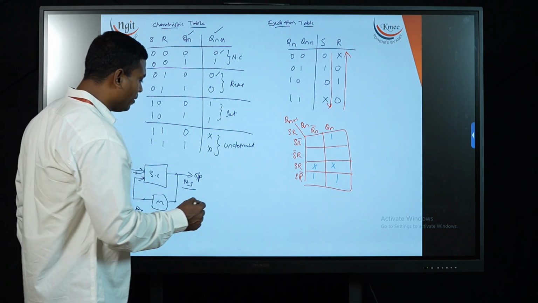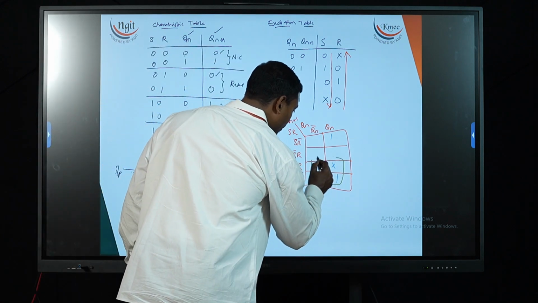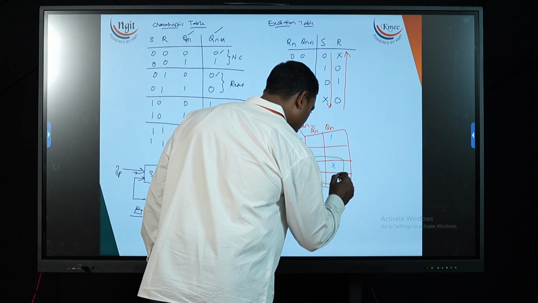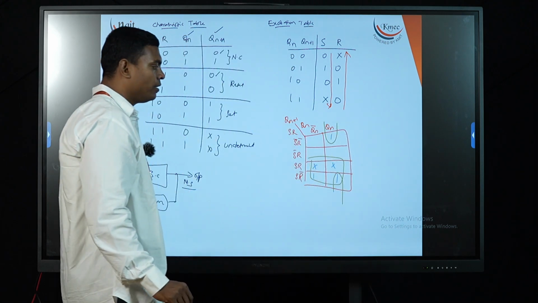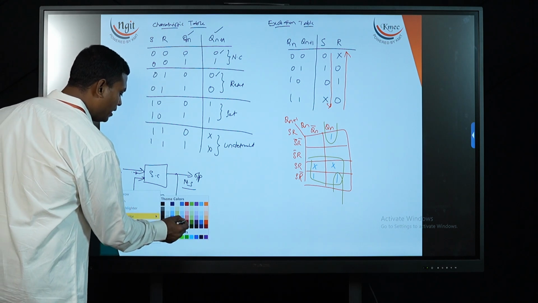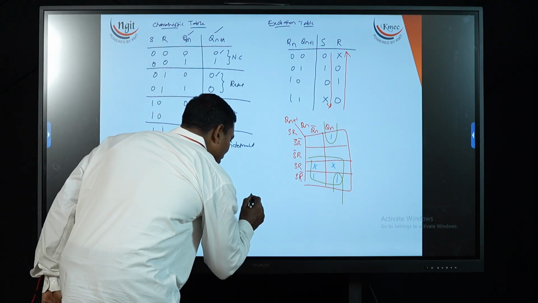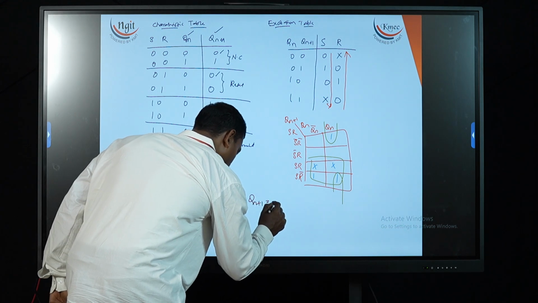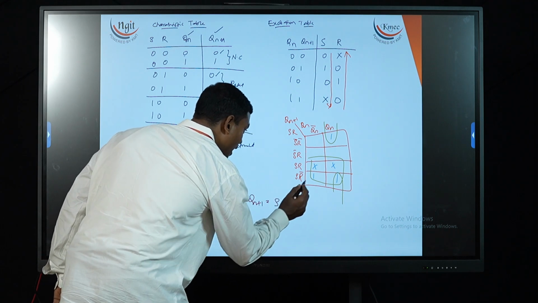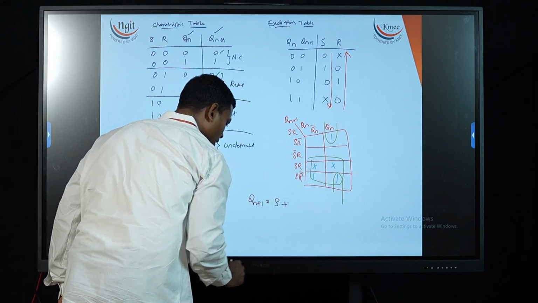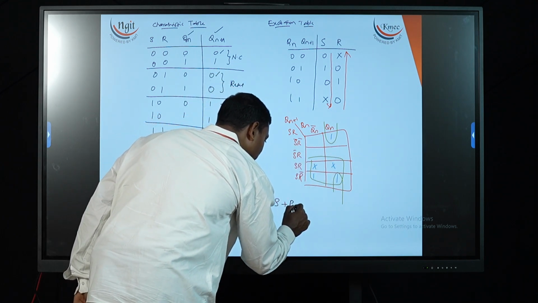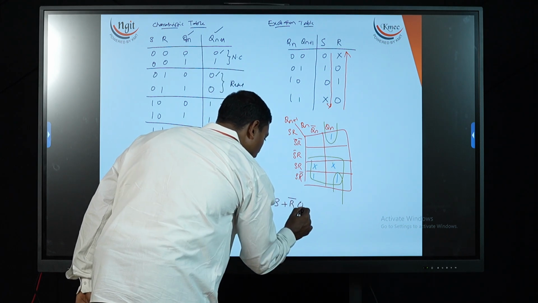Let's group them. Now this can be a group as a quad, and these two ones can be a group here. Now let's write the expression for my next state, that is Qn plus 1 is equal to, for this particular quad, left side the value common is S and the top is changing, so nothing I am going to consider, and for this particular pair left side value common is R bar, and down it is Qn.